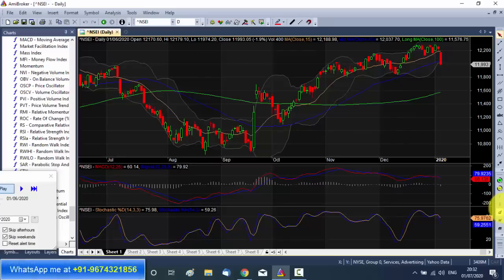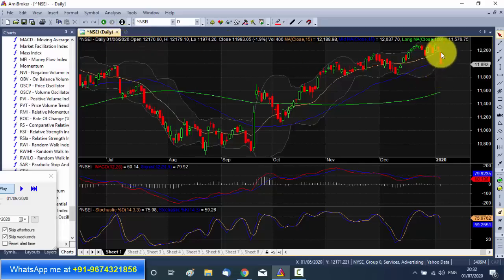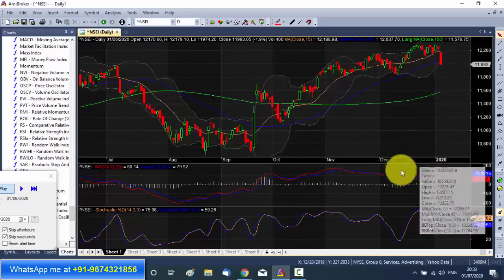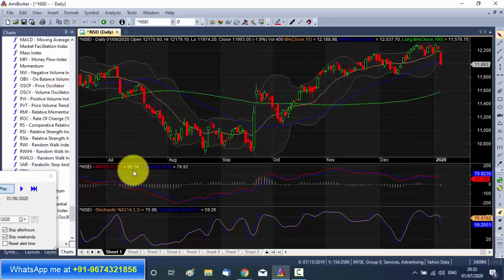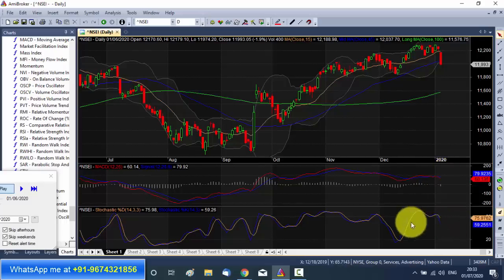So my dear friends, this is Nifty's daily chart and you can see the date is 6th of January. So 6th of January 2020, that means it is yesterday's chart. So yesterday we have got a breakdown in Nifty and you can see the MACD. We are using two indicators. One is MACD and another one is stochastics. So you can see the MACD is bearish because the MACD line is below the signal line, and you can see the stochastics is also bearish because the percentage K of stochastics is below the percentage D of stochastics.